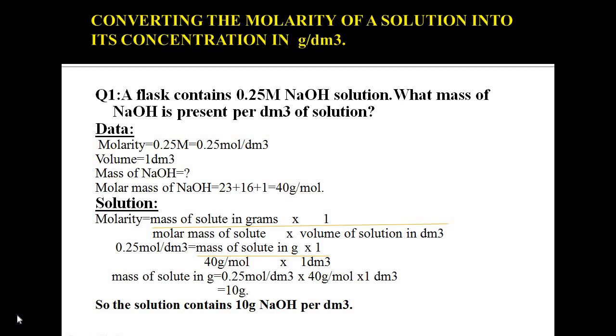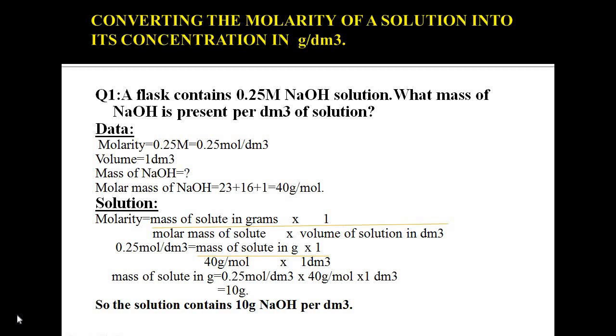So here in this numerical, molarity is given to you, mass is unknown for you, volume is given to you. So the simple formula number 2 is applied, and by putting the data and by cross multiplication and division, you will get the mass of solute in gram.